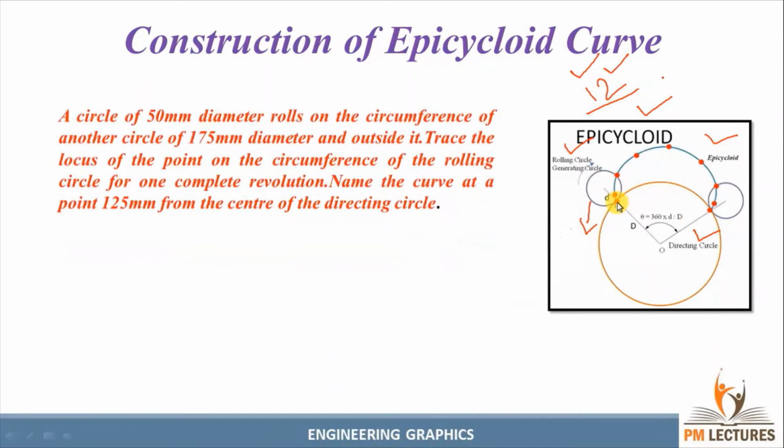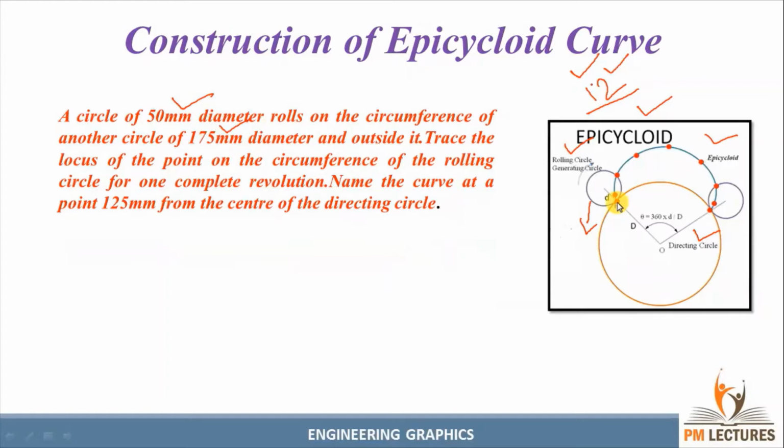A circle of 50 mm diameter rolls on the circumference of another circle of 175 mm diameter and outside. See here, guys, in the first statement itself, we have a small diameter. This one is the rolling circle diameter. And then we have another diameter, a larger one. It is the directing circle diameter. The two things are provided.